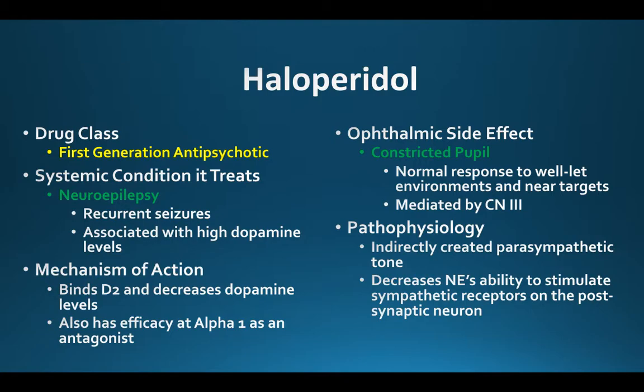It also has alpha-1 receptor antagonists, and that's what we're concerned about. And that's why the ophthalmic side effect can be constricted pupils. Now, constricted pupils are obviously a normal response to well-lit environments and near targets, and that's primarily mediated by parasympathetics in cranial nerve 3.